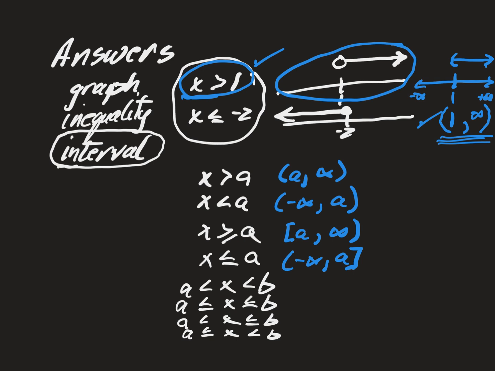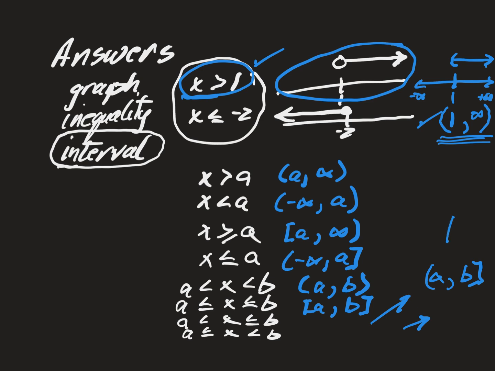And then we can do the finite intervals between two finite numbers. So you get from a to b, but not including a or b. From a to b, but we include both a and b. And then on the last two, we go from a to b, but we include b, but we don't include a.